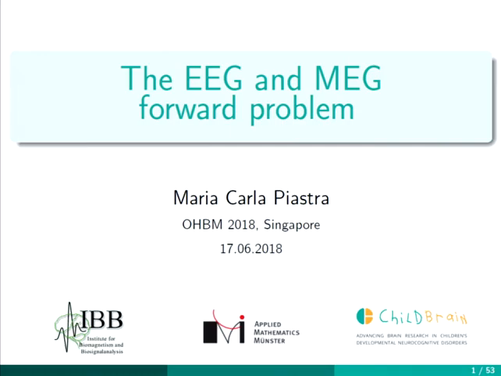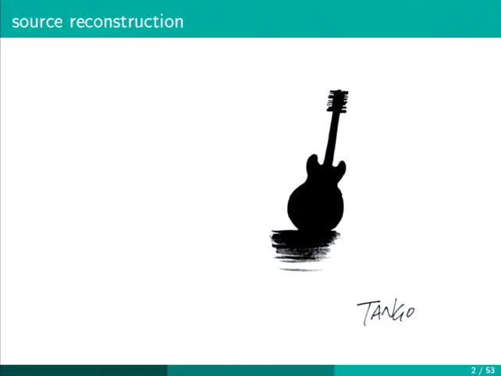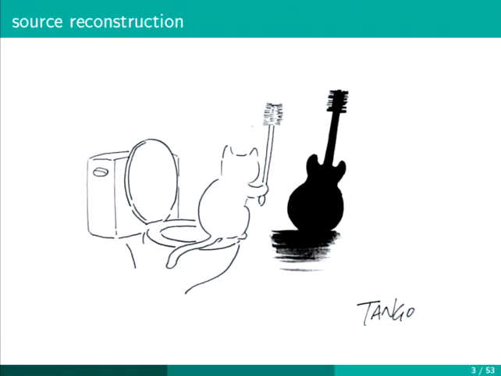In this lecture, I will talk about the EEG and MEG forward problem. To start with defining and introducing the concept of the forward problem, I have to take a little step back and talk about source reconstruction. The main idea in source reconstruction is that we have a signal, for example a shadow, and it's not always obvious what the source is.